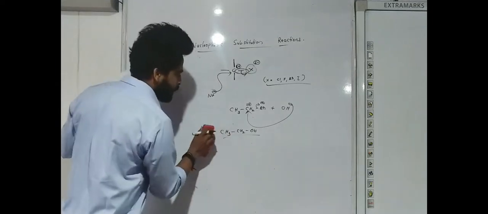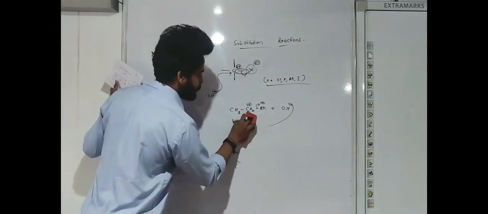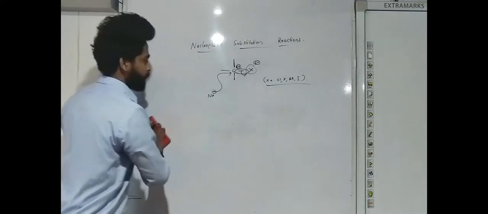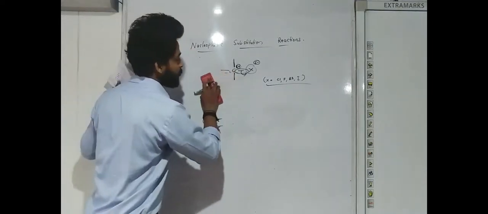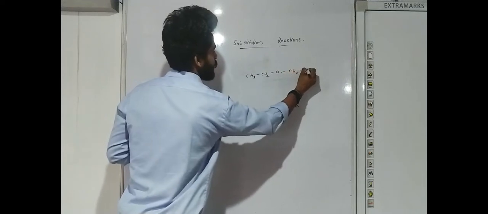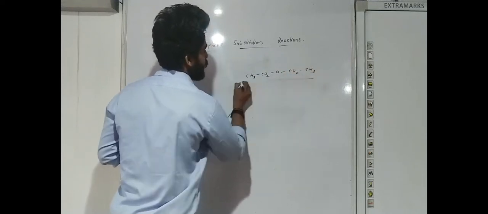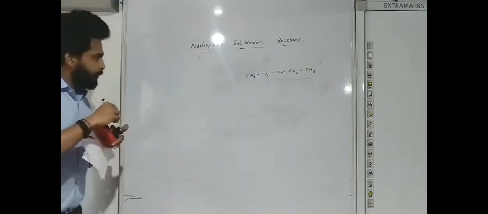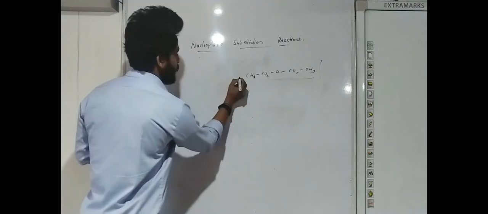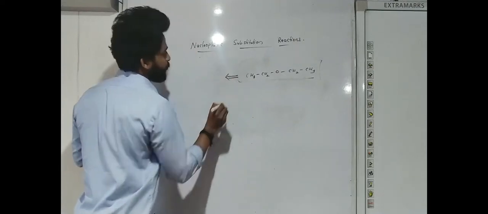For another example, there is the Williamson synthesis, to prepare ethers like CH3CH2OCH2CH3. So this is our aim. We have to synthesize this ether. How can we synthesize this ether from other starting materials?